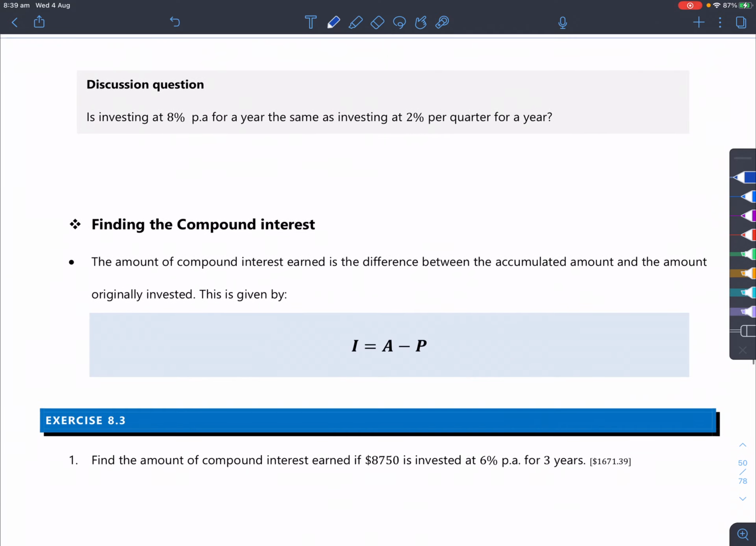Now, is investing at 8% per annum for a year the same as investing at 2% per quarter for a year? Let's have a think about it. Per quarter means 3 months, a quarter of a year, and there's 4 quarters in a year. So people tend to think that 4 times 2% gives me 8%. So yeah, it should be the same. But it doesn't actually work that way.